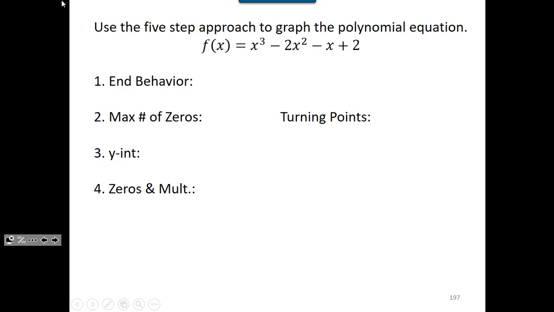It can save you some time, the more you can recognize and do some of this by hand, and it's a good check for you when you go to do this on your calculator and just check to see what you did graphically. So first thing is we have that polynomial there, f of x equal to x to the third minus 2x squared minus x plus 2.